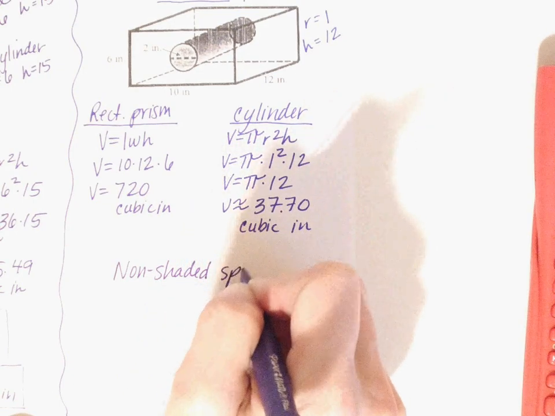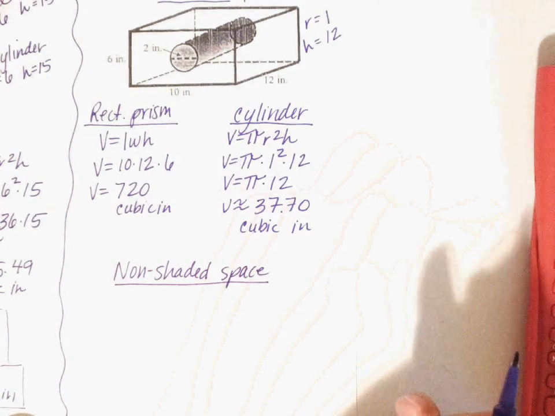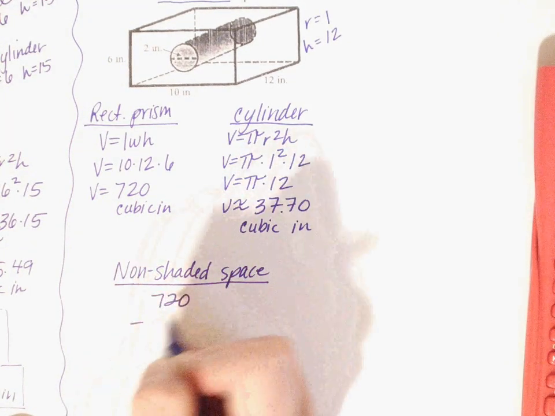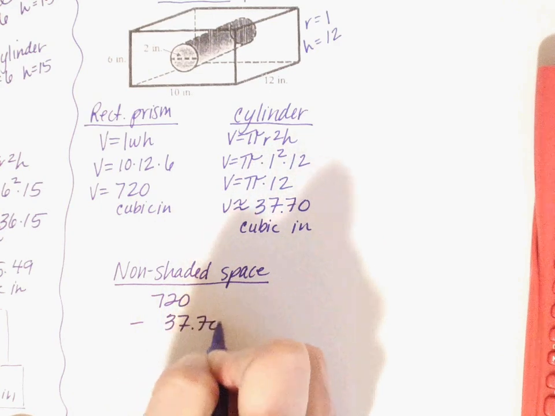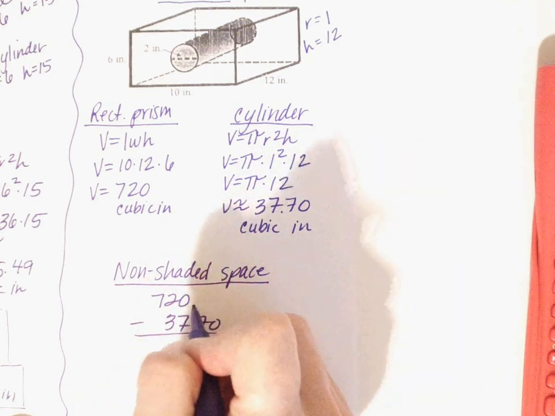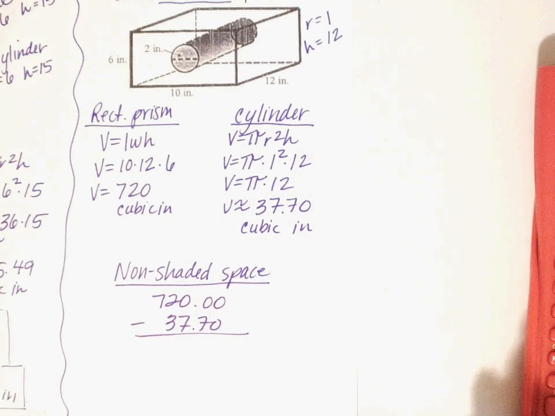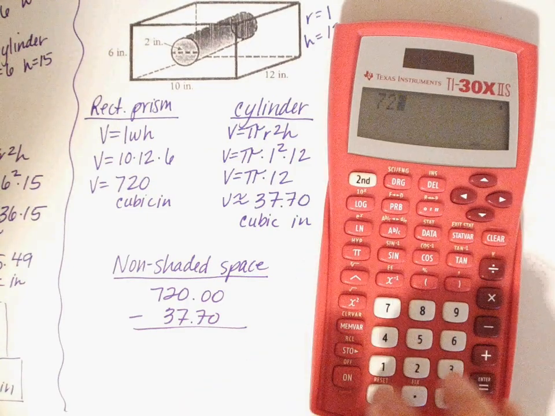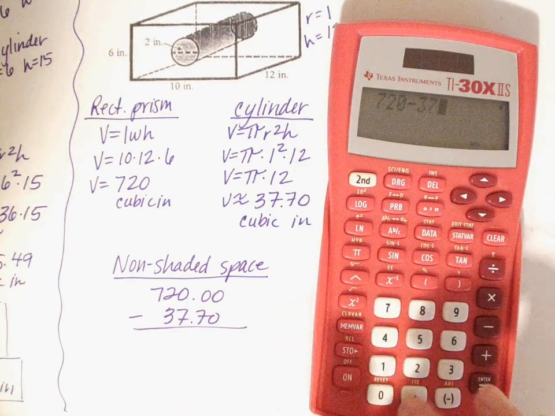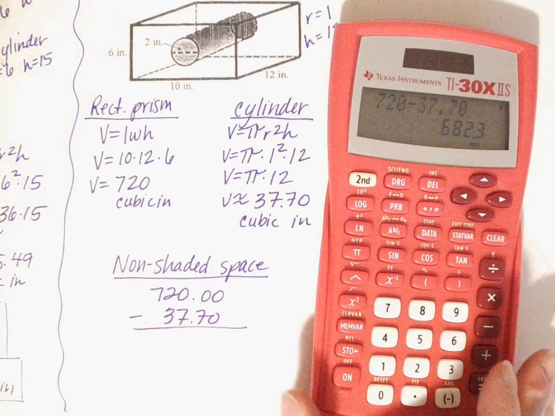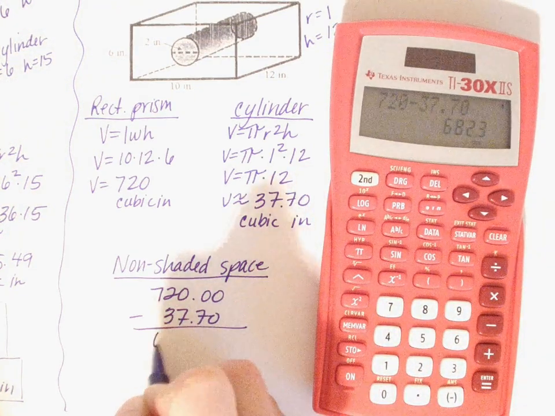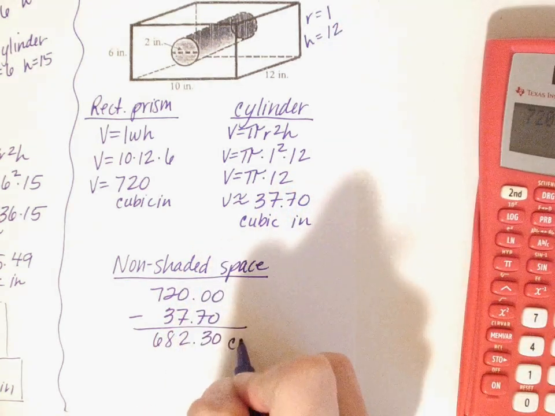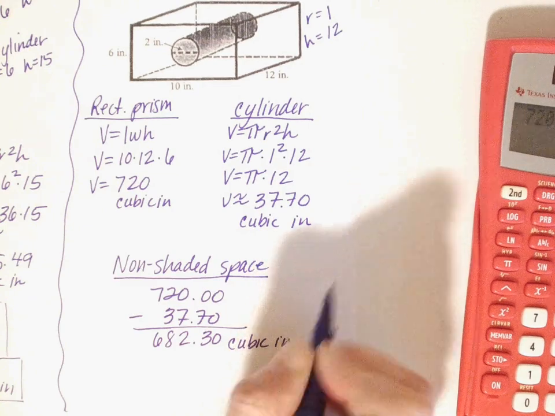So I'm going to go ahead and label my work. When I subtract, it's going to be 720 minus 37 and 70 hundredths. Since I have 70 hundredths, I'm going to put some decimal points in there for place value. And then all I'm going to do is subtract. So 720 minus 37 and 70 hundredths. And it looks like my answer is going to be 682 and 30 hundredths cubic inches.